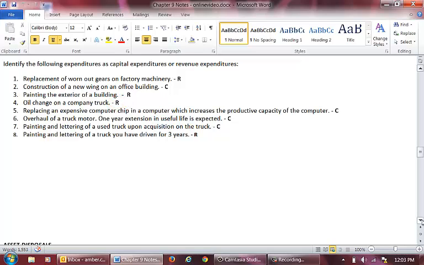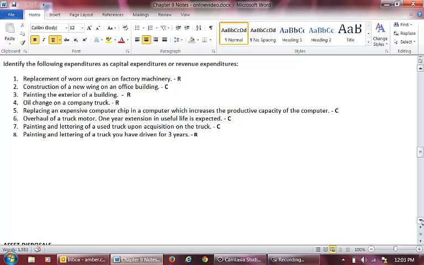An oil change on a company truck, again, is simply maintaining that truck, and so that would be a revenue expenditure. Replacing an expensive computer chip in a computer which increases the productive capacity of the computer. Because the chip increases the productive capacity of the computer, this expenditure would be considered capital. An overhaul of a truck motor, a 1-year extension in useful life is expected. Because we're extending the useful life of the asset, this would be also classed as a capital expenditure.